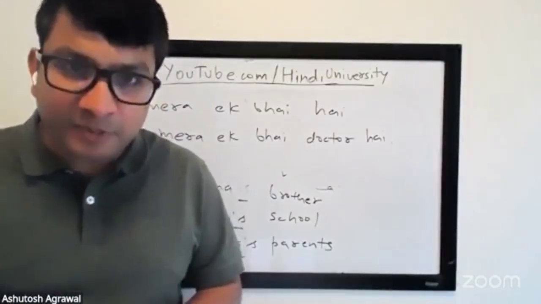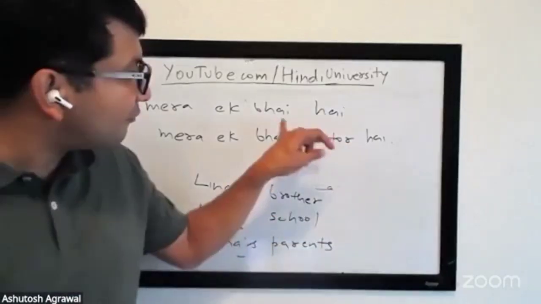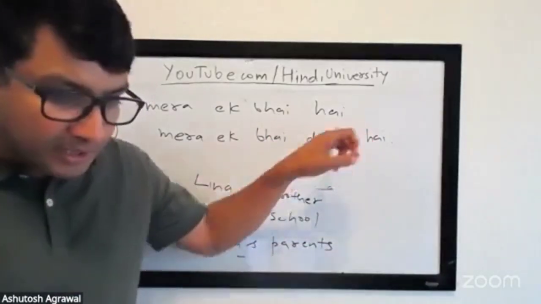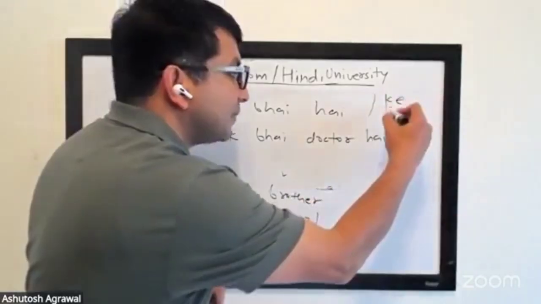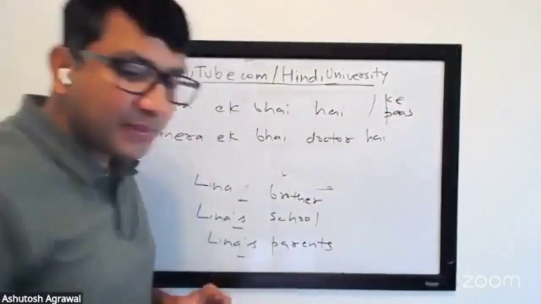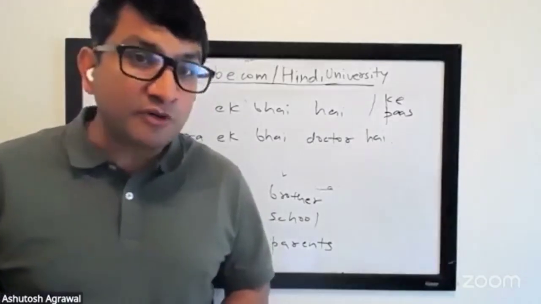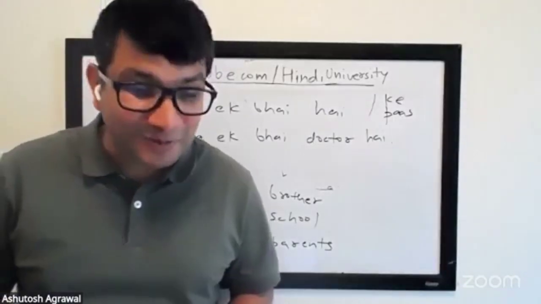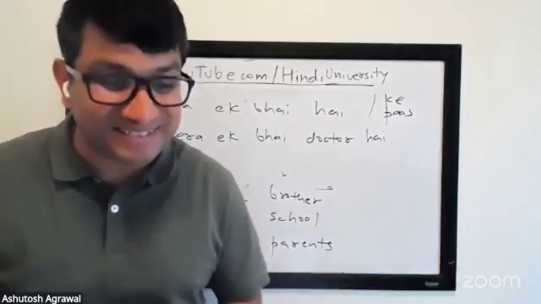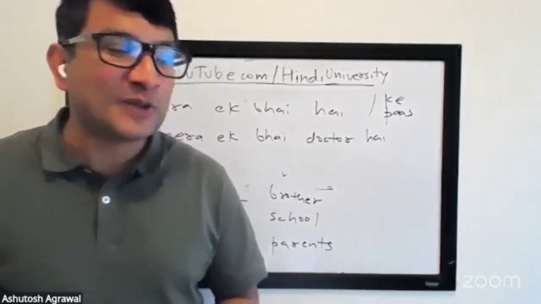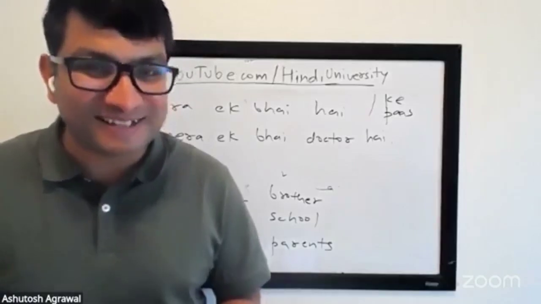Possession is correct, but it can be expressed in multiple ways. For family relationships, you will say it this way, but for objects, you will say ke paas, mere paas, uske paas. Even for a house, you will say mera ek ghar hai. You will not say mere paas ek ghar hai. Even though people can say mere paas ek ghar hai, generally they end up saying मेरा एक घर है, right?